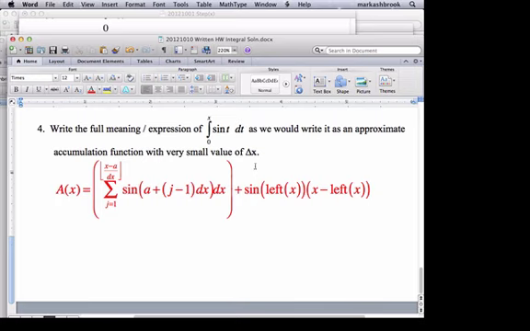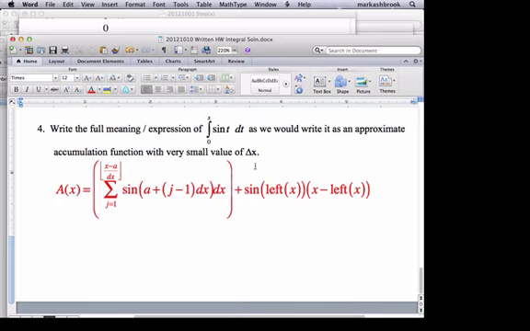So talk to me. Is this kind of what you were thinking? Something like this? Or something totally different? I want to hear your thoughts about this problem. Yeah, I didn't really understand the question, so I wrote out in words what the integral means.